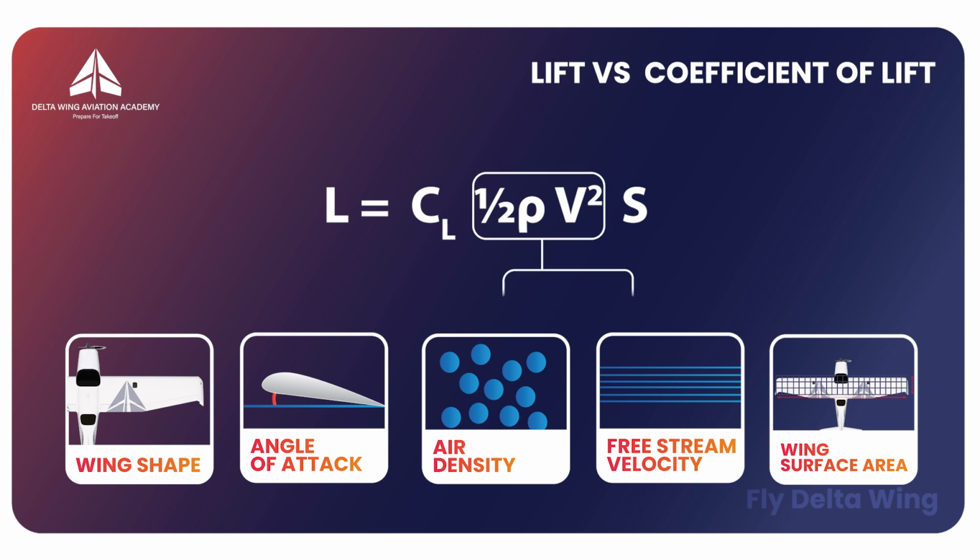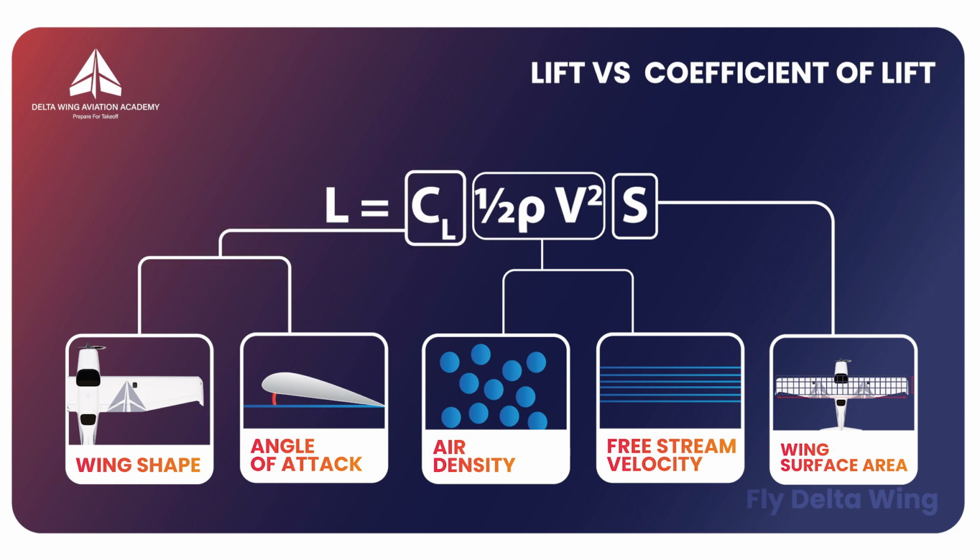Air density and the free stream velocity combined together form the expression for dynamic pressure. This is like kinetic energy of the relative airflow, and it fits perfectly here. Wing surface area goes here. Now we are left with wing shape and angle of attack. It just happens that wing shape and angle of attack are the two factors that form the coefficient of lift.